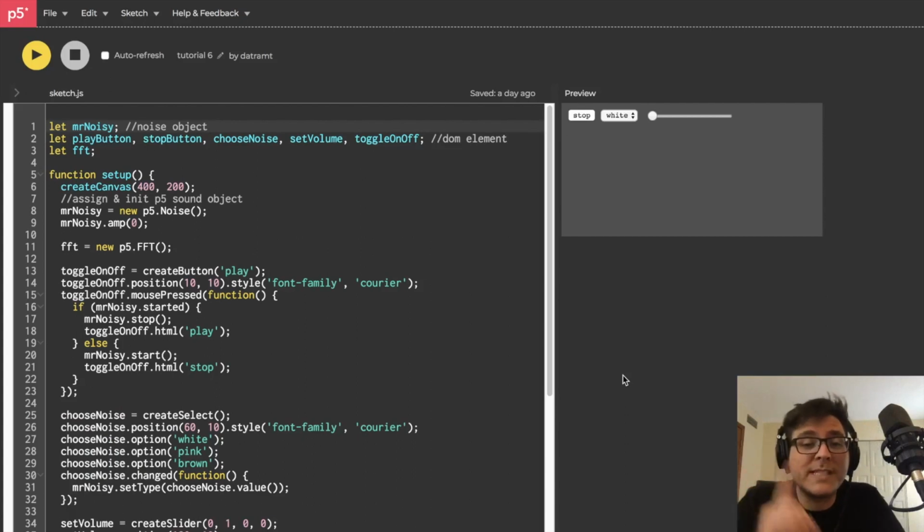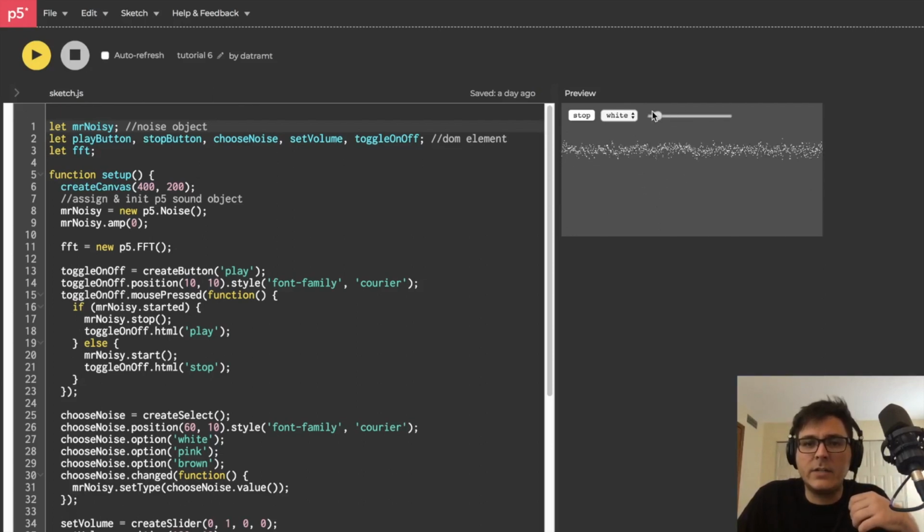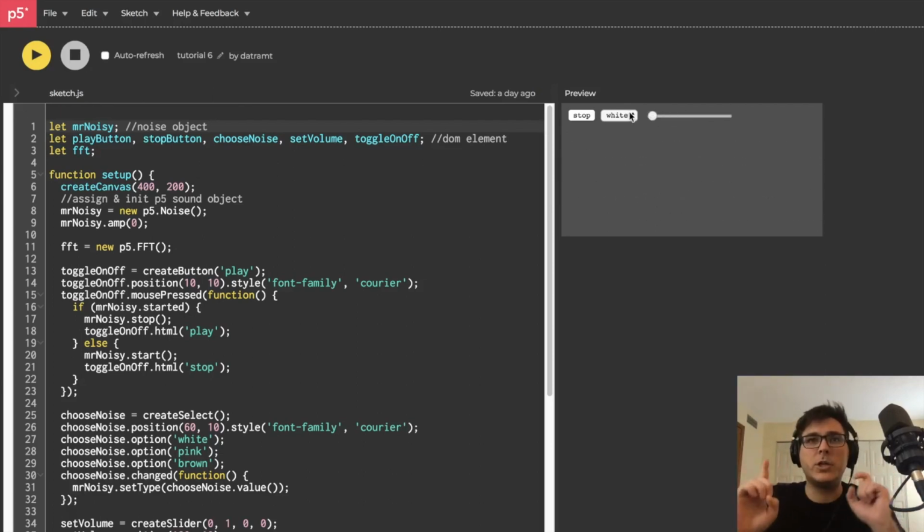This is tutorial number 6, and today, first of all, I want to quickly review two important aspects of our project so far. We have an amplitude slider that controls the volume of our noise, and we're plotting the energy of the frequency on the canvas.